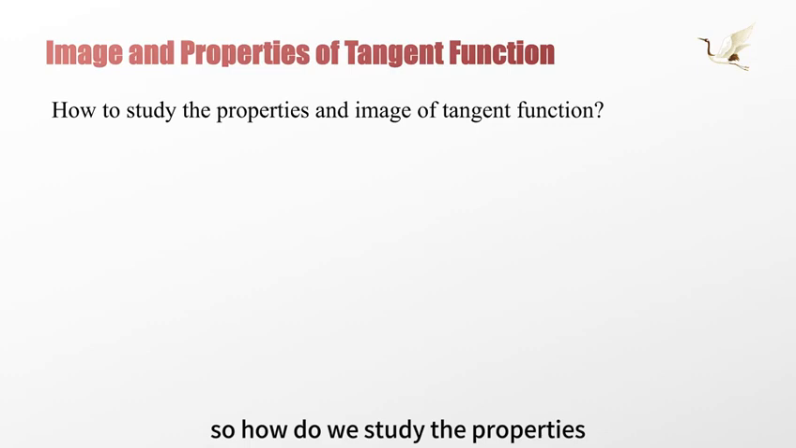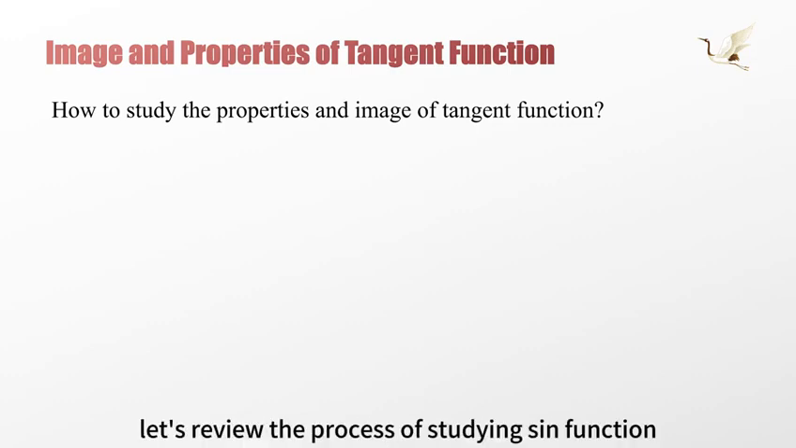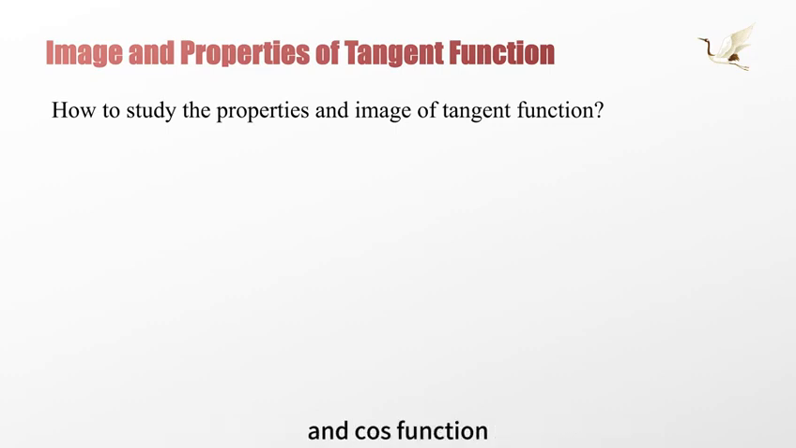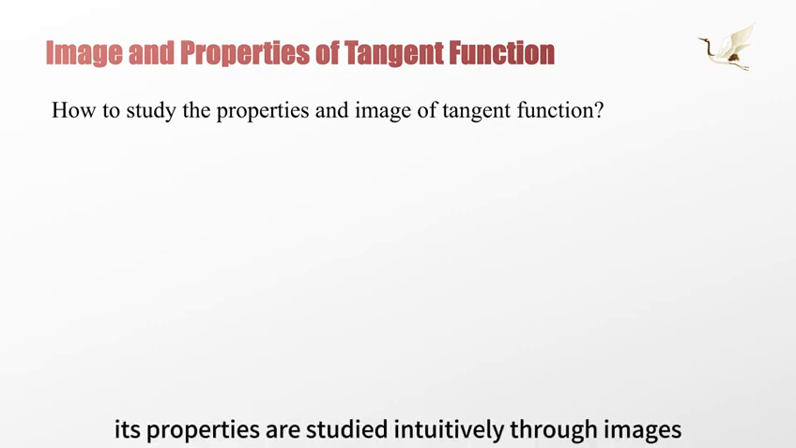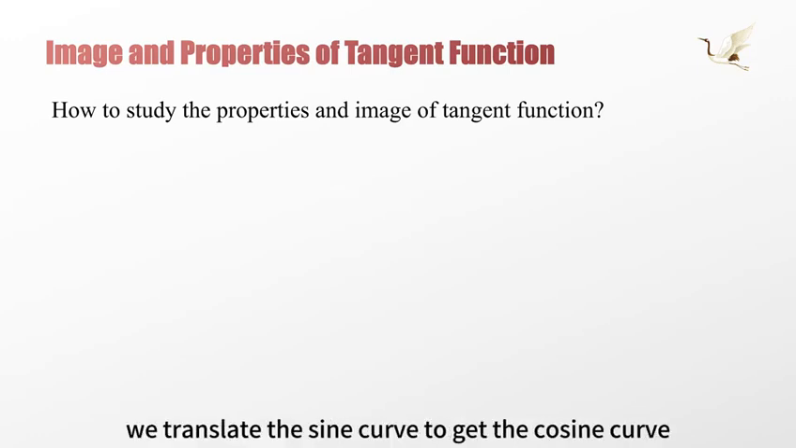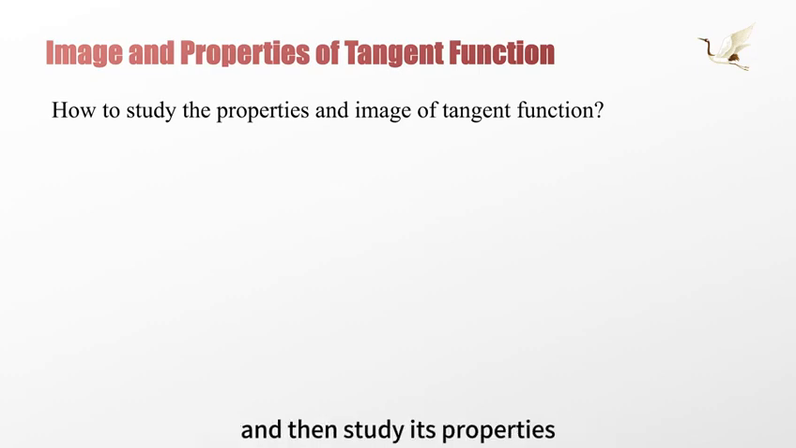So how do we study the properties and images of the tangent function? First, let's review the process of studying the sine function and cosine function. When studying the sine function, we first get the image of the sine function by defining a unit circle, the sine curve. Its properties are studied intuitively through images. When studying the cosine function, we translate the sine curve to get the cosine curve, and then study its properties. Obviously, the image of the tangent function cannot be obtained by translation, but with the previous learning experience, we can change the angle.